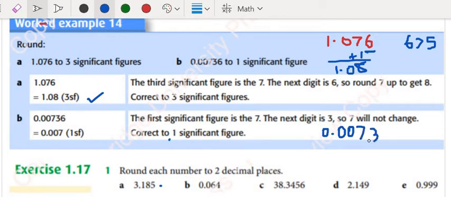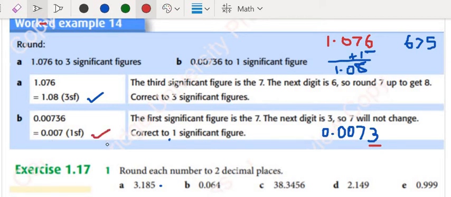0.00736. So we need to see the second significant figure. Here the second SF is 3, which is less than 5. So we round it. We do not add any 1 to the digit before, that is 7, and we write simply the 1 SF as 0.007. That is the answer.